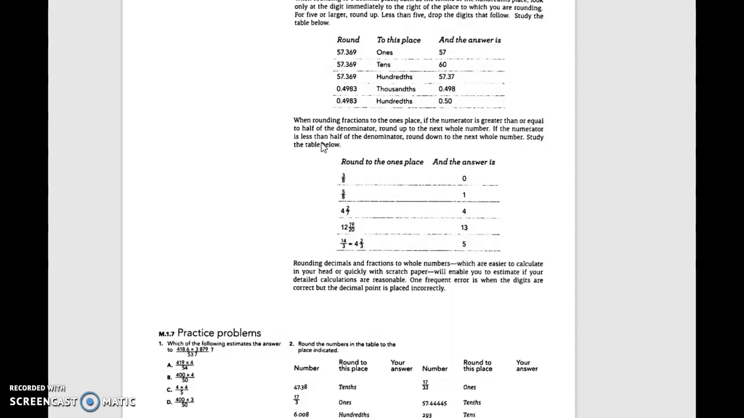And there's a little trick to doing this. If you take the numerator, if it's greater than or equal to half of the denominator, then you round up. If the numerator is less than half the denominator, just round down. So let's take this example, 3 out of 8. Take half of 8. It is 4. Is the numerator greater than half of the denominator? Well, is 3 greater than 4? No. So we're going to round down to the next whole number. Well, since we didn't have a whole number, we're going to round down to 0.